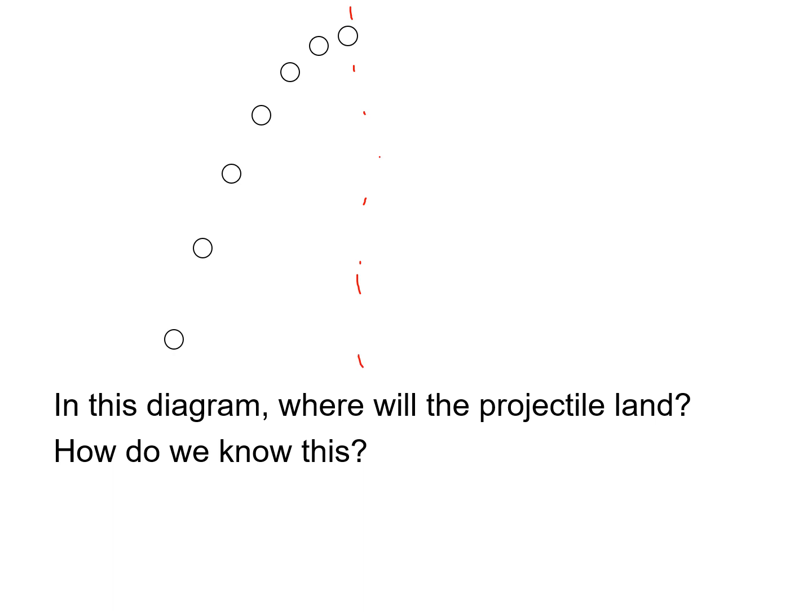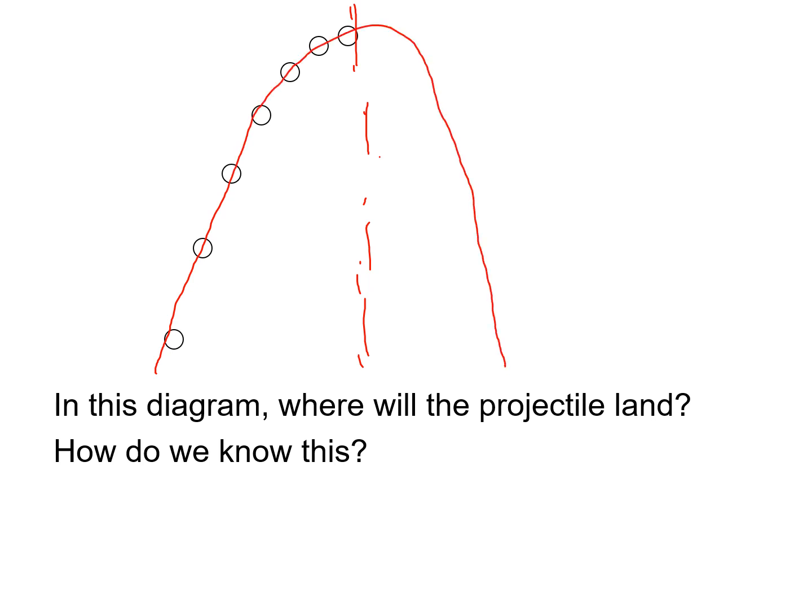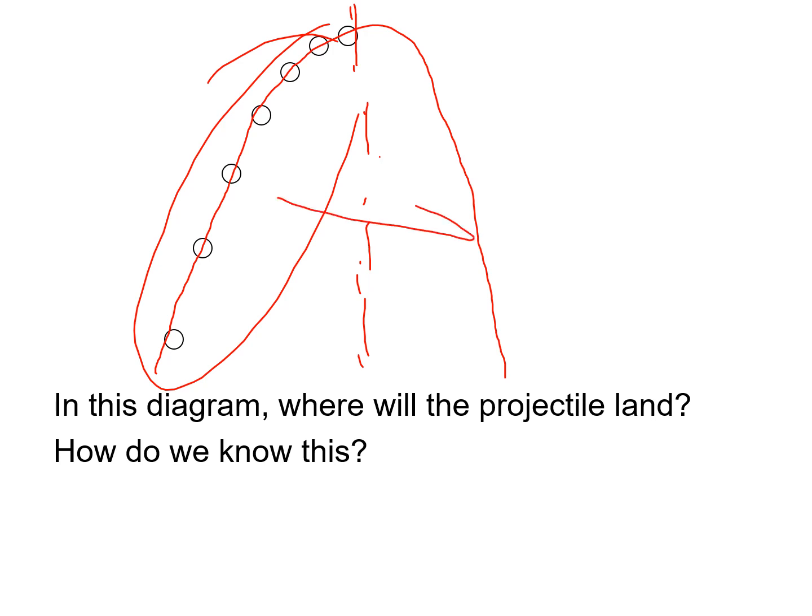Okay, I'll try to write that a little bit better. Parabolic path. So in this diagram, where will the projectile fall? Remember, all projectiles have a parabolic path. That wasn't great, so let me redraw that. Projectiles have a parabolic path. So if we mirrored this side and simply flipped it to the other side, it's going to land approximately right here. Okay? There we go.